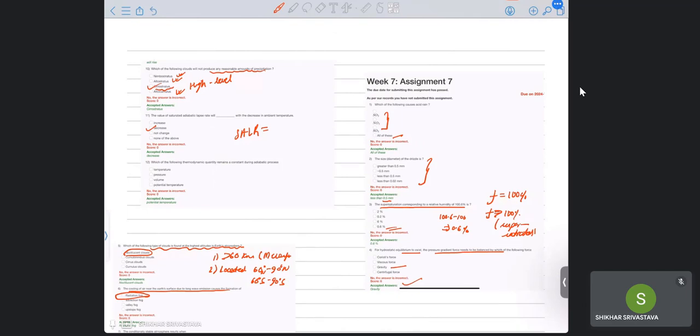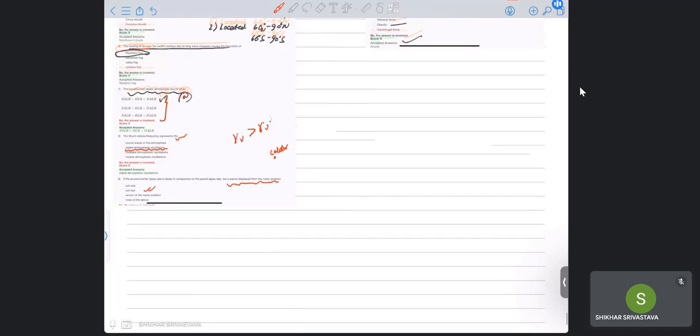Now, which of the following thermodynamic quantities remains constant? As soon as you see this, just go with the potential temperature. Potential temperature remains constant during an adiabatic process. Okay, that's it.